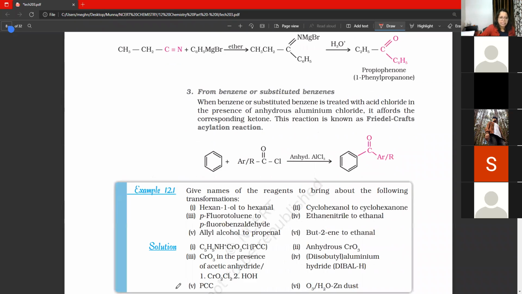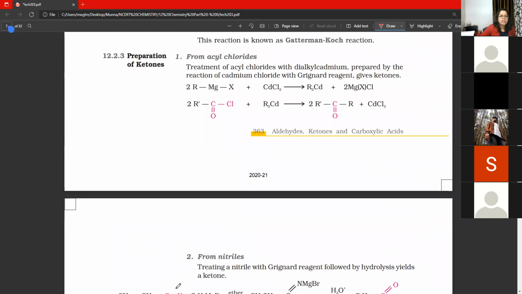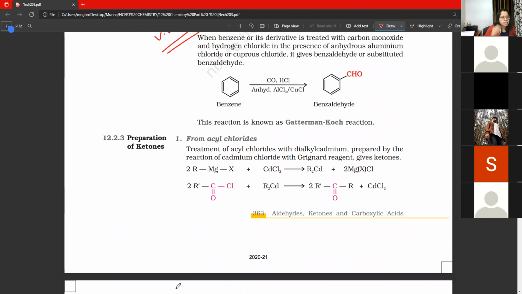So we'll wind up the reactions discussing 3 more reactions. Okay, these are the specific reactions for the preparation of ketones. I think all of you have heard about this compound. This is called Grignard reagent. Grignard reagent, when treated with cadmium chloride, we get a dialkyl cadmium compound. This is also an organometallic compound. This compound, when treated with acyl chloride, we are going to get the ketone.